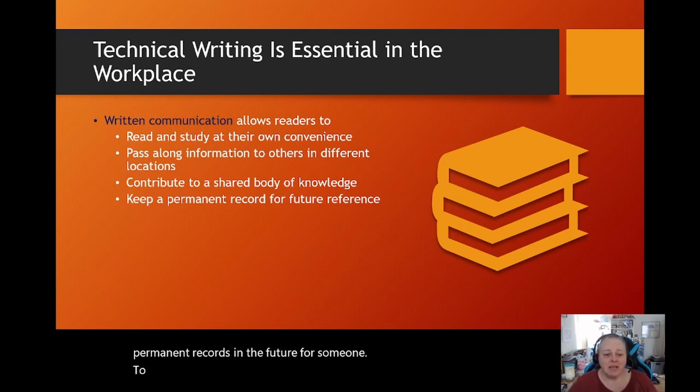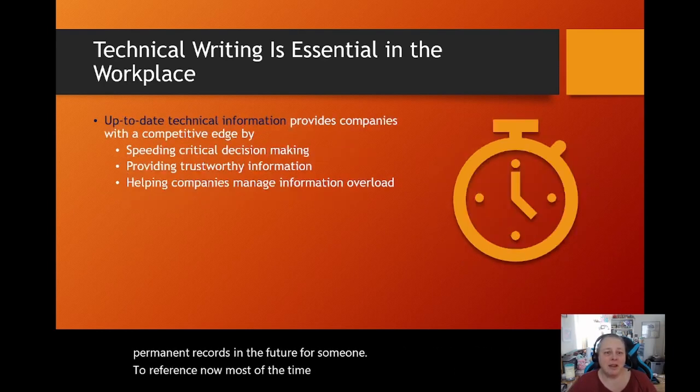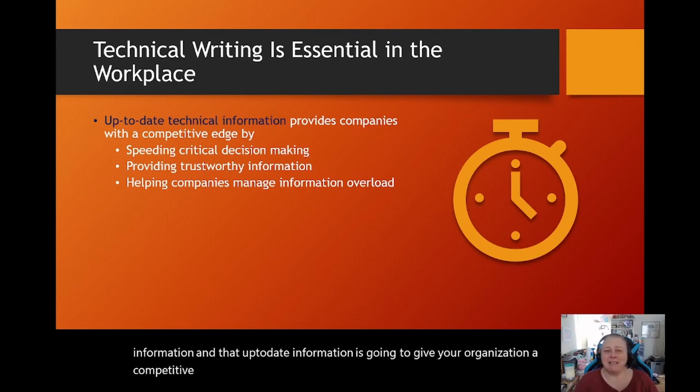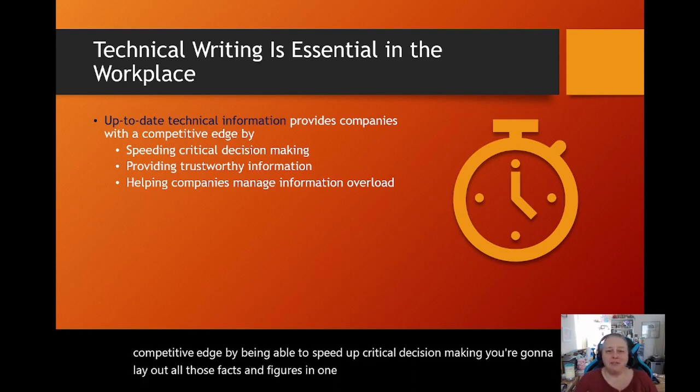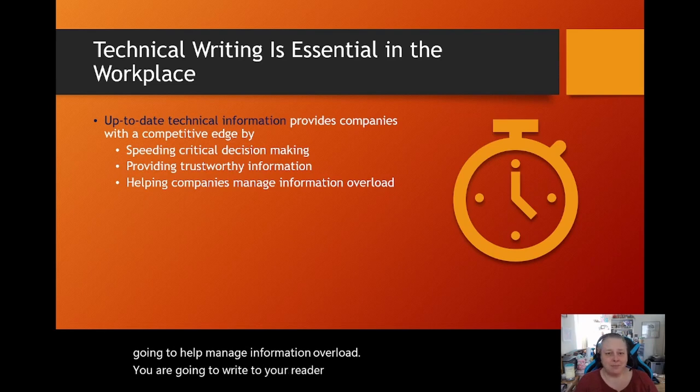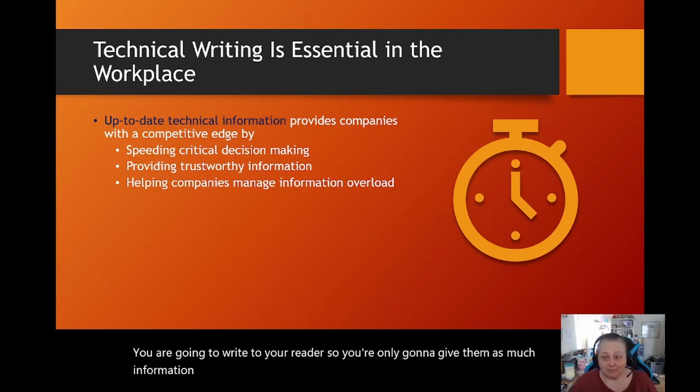Now, most of the time, this technical writing is going to be up-to-date information, and that up-to-date information is going to give your organization a competitive edge by being able to speed up critical decision making. You're going to lay out all those facts and figures in one document, so you don't have to go hunt and peck and find things. It's going to provide trustworthy information, and it's going to help manage information overload. You are going to write to your reader, so you're only going to give them as much information as necessary.